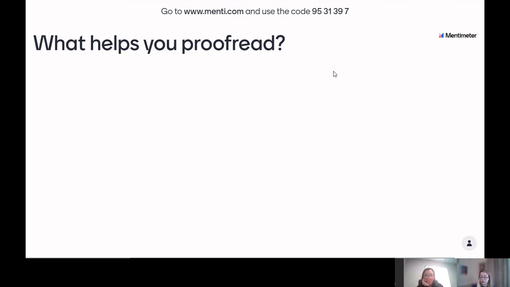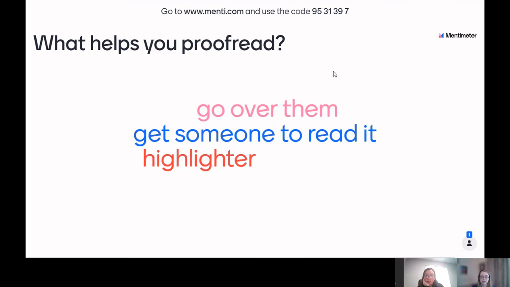I also get a family member to read through it as well, because sometimes there's stuff I will not notice even if I've read it 4 or 5 times. Yeah, you tend to get used to what you're going to say and what's coming next, and you half read things when you become so familiar with the text. So you have to go over them, get someone to read it, and a highlighter. Yeah, definitely. That's grand.